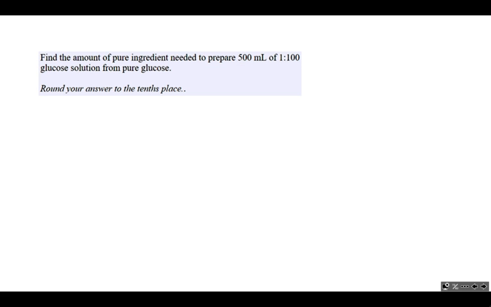Find the amount of pure ingredient needed to prepare 500 milliliters of a 1 to 100 glucose solution from pure glucose. And round your answer to the 10th place. Let's go ahead and highlight the important details here and talk about them for a moment. We are going to need to prepare 500 milliliters of this solution.